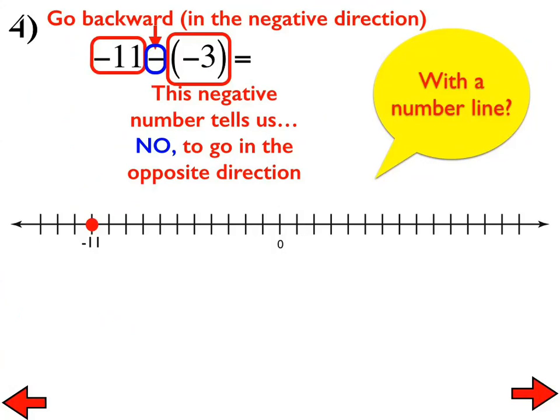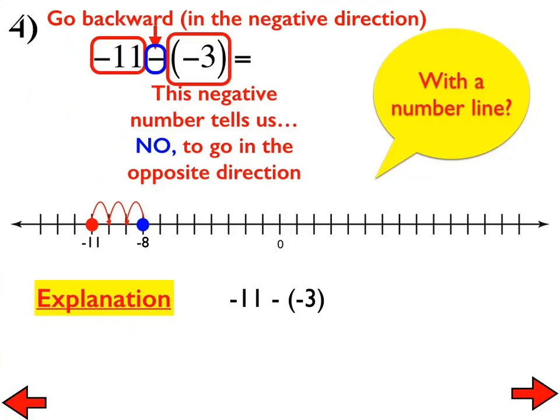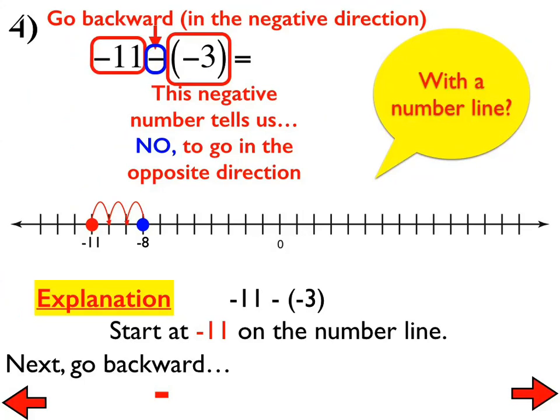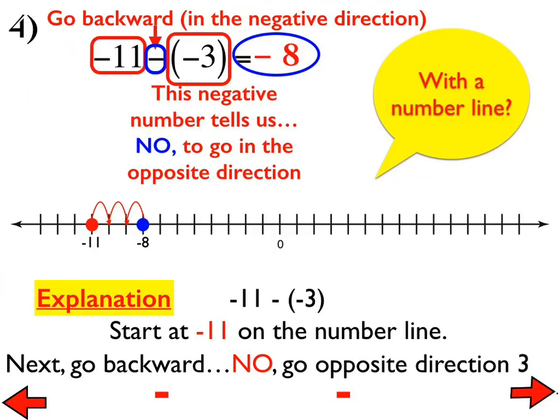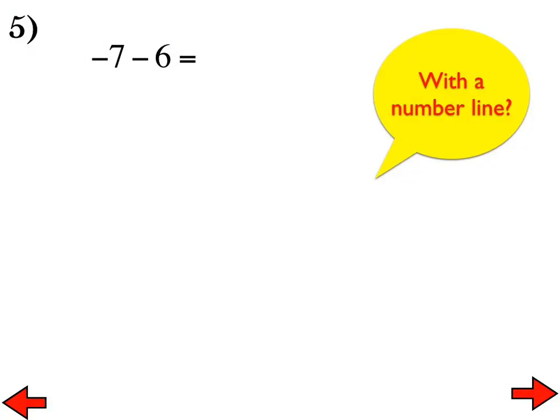So I'm going to let you finish that one. So Angel, where would that leave us? At negative 8. So the difference of negative 11 minus negative 3 is negative 8. We're going to go left, but no, we have to turn around and go right, and that leaves us at negative 8 on the number line. All right. Number 5. Everybody give it a shot.